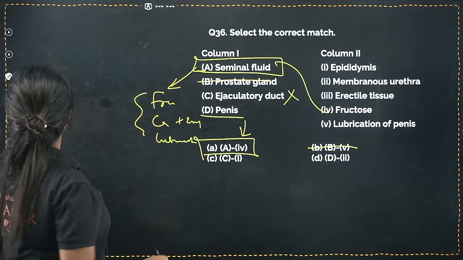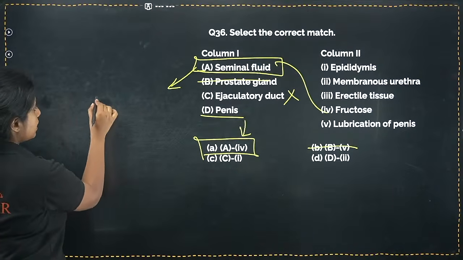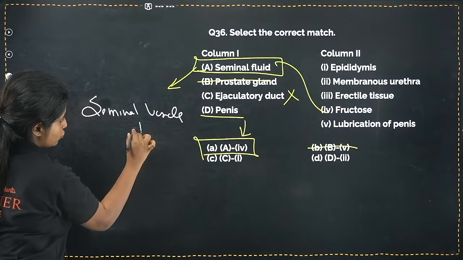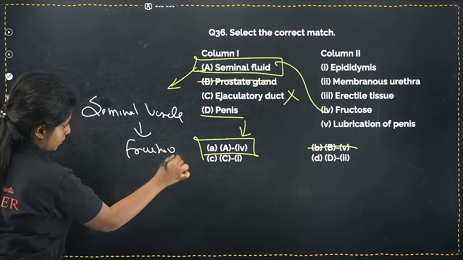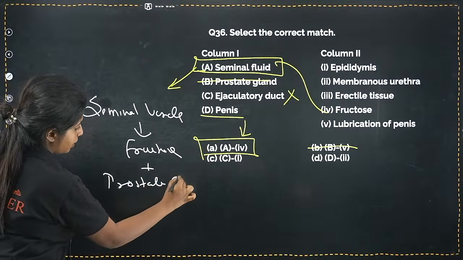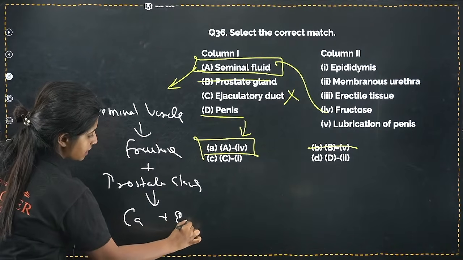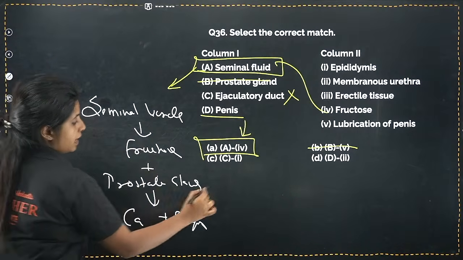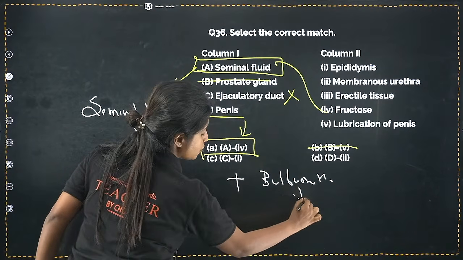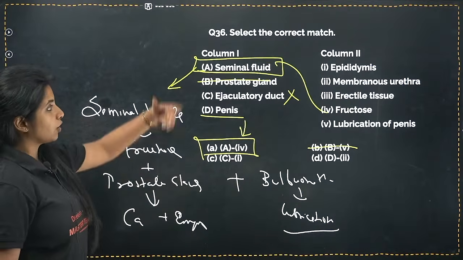Seminal fluid, you need to understand, is something that is made by the secretion of the seminal vesicle, which releases fructose, plus the release of prostate gland. What does prostate gland release? It releases calcium, and apart from that, certain enzymes. Plus the secretion of bulbourethral gland. What does it release? It releases things for the lubrication of the penis. Now these three things come together to form the seminal fluid.